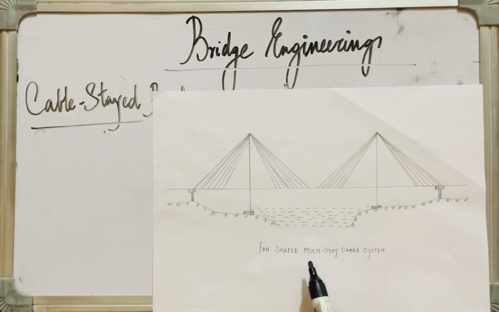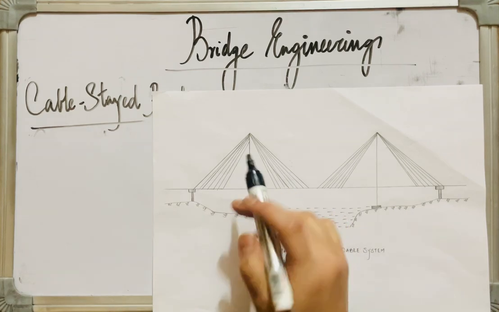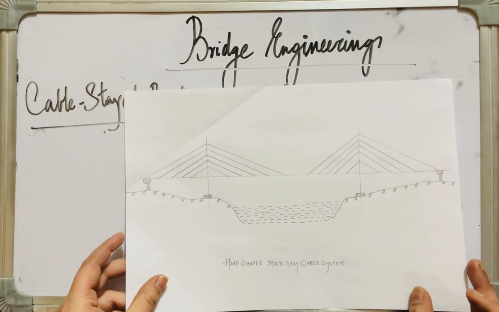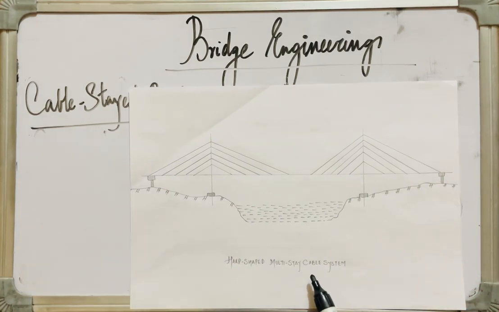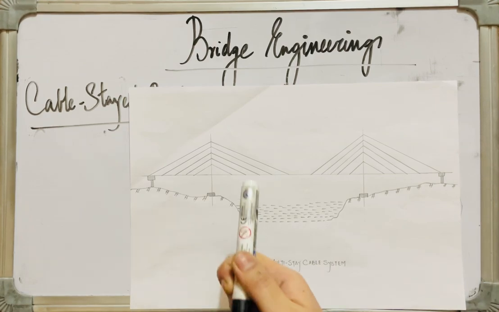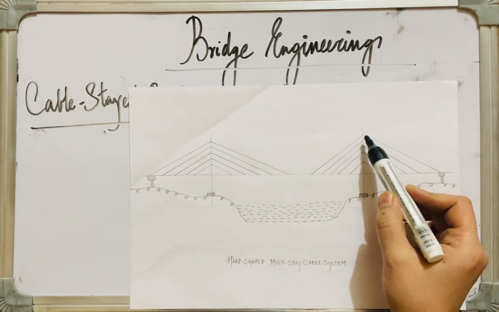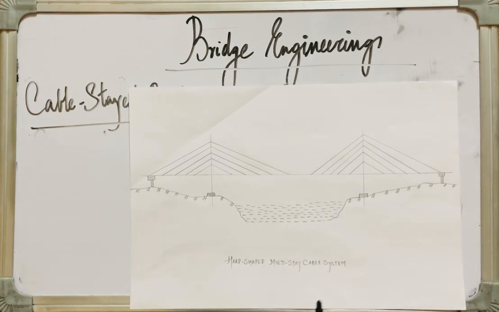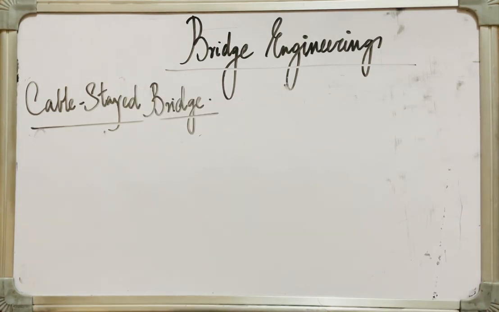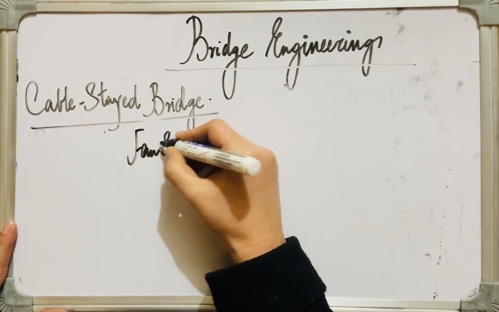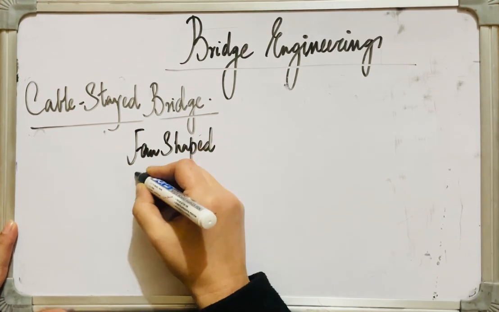This is a fan-shaped multi-stay cable system wherein the cables that support the bridge deck in case of a cable stayed bridge meet in a bunch at the tower. And then we have another form. This is known as harp-shaped multi-stay cable system, wherein these inclined cables join at different levels on the tower. They are not meeting in a bunch, they are joined at different levels in the tower, hence harp shape. I'll write it down. We have two configurations, fan shaped and harp shaped.